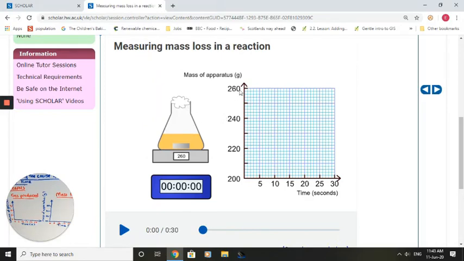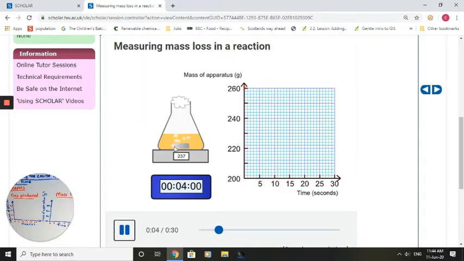is 260 grams at the start. So at time equals 0, now they should really have a 0 on this graph. We'll make sure we put 0 on ours when we do a sketch. At time equals 0, the mass is going to be 260. Now, what I'd like you to do is think about what's going to happen to the mass of the apparatus over time as the reaction proceeds. Well, hopefully you remember that when a gas is given off, the mass of the apparatus is going to decrease because the gas is just escaping into the air. So let's see how that happens now.